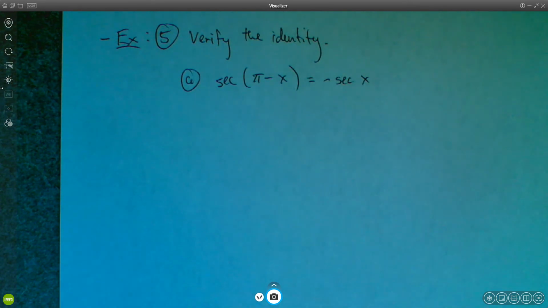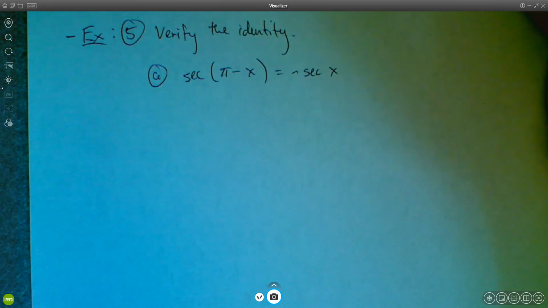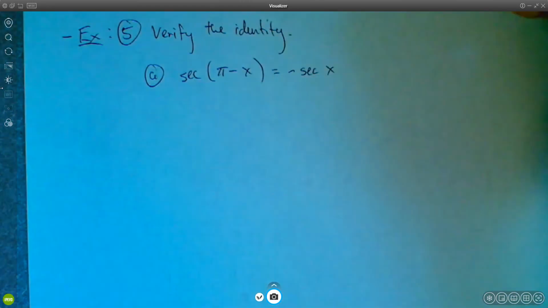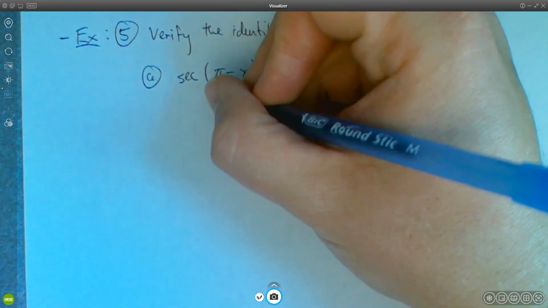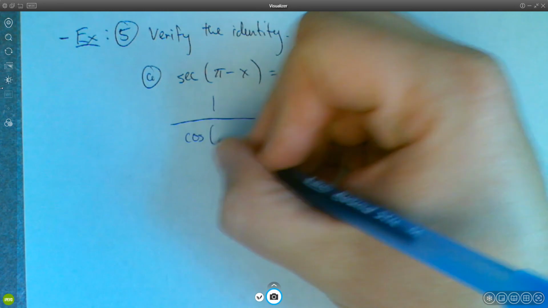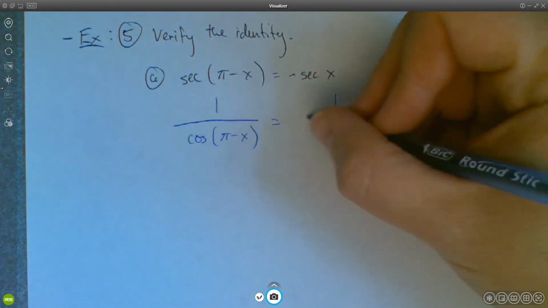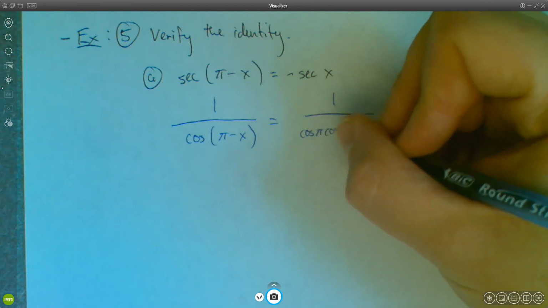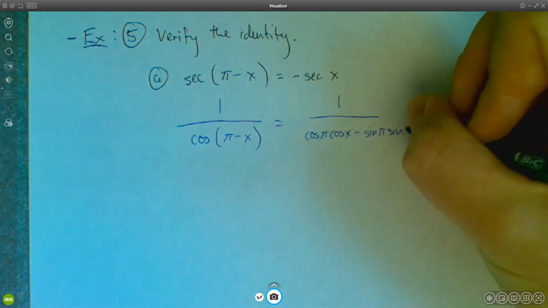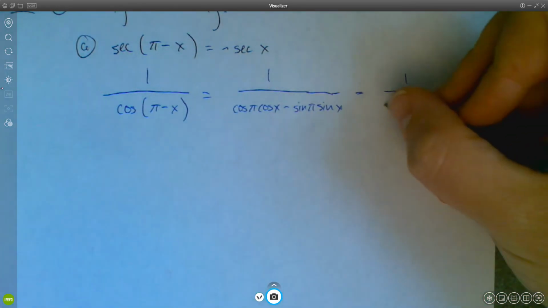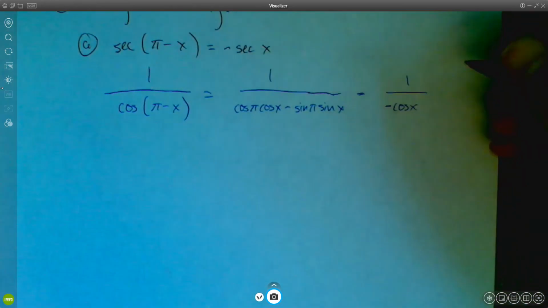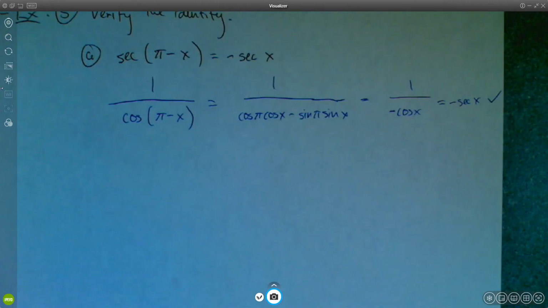Oh, maybe it's not as easy as I thought originally. If it was pi over 2, well, it wouldn't even be true if it was pi over 2, though. Well, anyway, here we go. I'm going to change these to cosines. Oh, do I really want to do that? I think I have to. All right. So this is going to be cosine pi, cosine x minus sine pi, sine x. That's not bad. That's really not that bad. Okay, cosine pi is -1, and sine pi is 0. Oh, there you go. There it is. Yeah, so that one was easy.